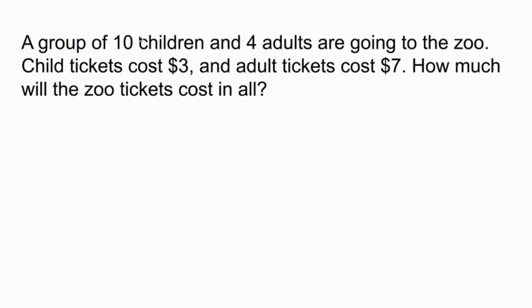So let's start out with the children. There's 10 children and child's tickets are $3 each. So we'll put C for children. So 10 groups of $3 is 10 times 3, and that's going to be $30 for that group of people.